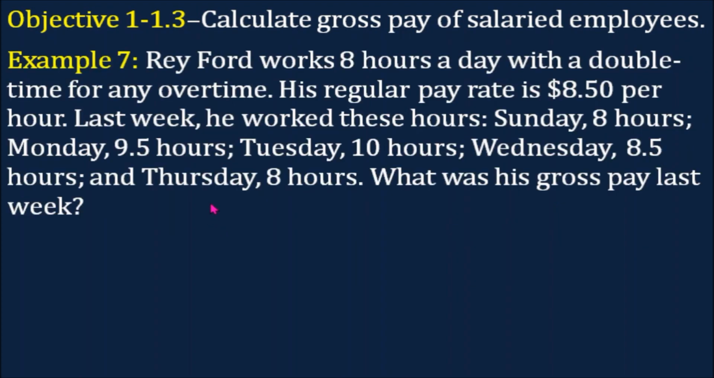Let's do another example. Example number 7. Rey Ford works 8 hours a day with a double time for any overtime. His regular pay rate is $8.50 per hour. Last week, he worked these hours: Sunday, 8 hours, Monday, 9.5 hours, Tuesday, 10 hours, Wednesday, 8.5 hours, and Thursday, 8 hours. What was his gross pay last week?